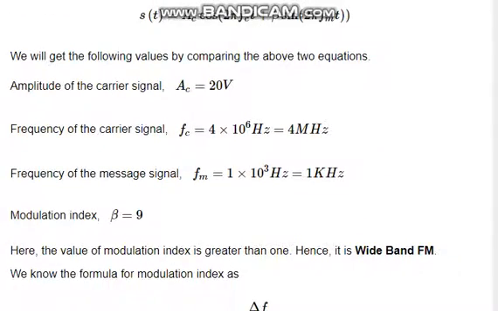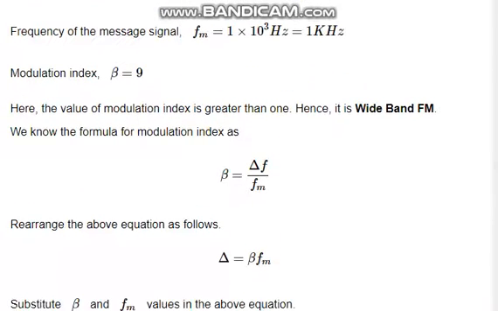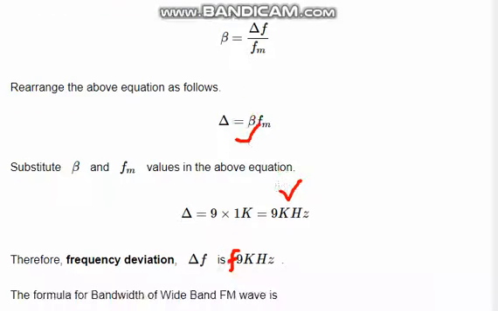So the value of the modulation index is greater than 1, that is a wideband FM. For wideband FM, you have to find out del F. Del F is equal to beta FM. This is the frequency deviation. Del F is equal to 9 kilohertz. That is the frequency deviation of 9 kilohertz.